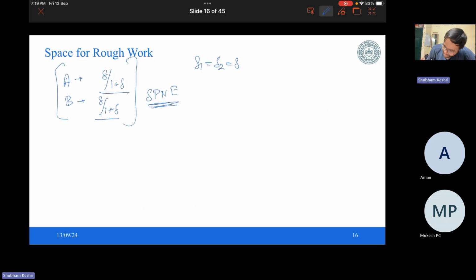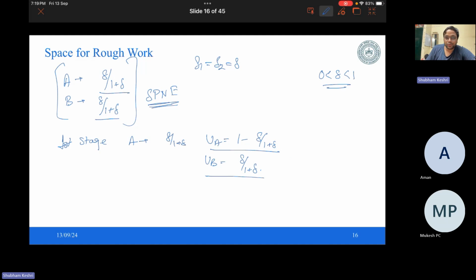So in the very first stage, A makes an offer of delta by 1 plus delta. So the utility of A will be 1 minus delta by 1 plus delta, and utility of B will be delta by 1 plus delta. All right. So this is the utility of A and this is the utility of B. And we know delta to be not less than or equal to 1, but strictly less than 1.